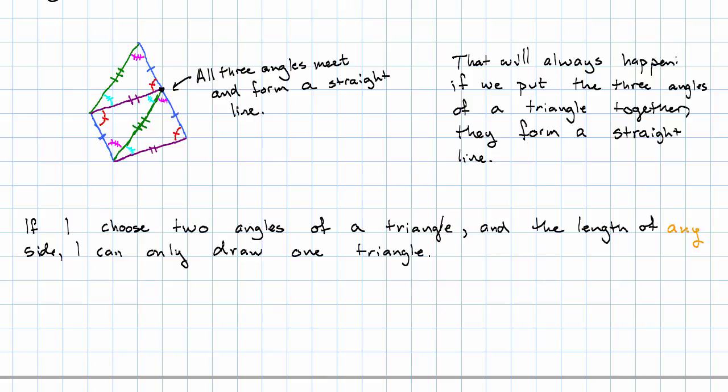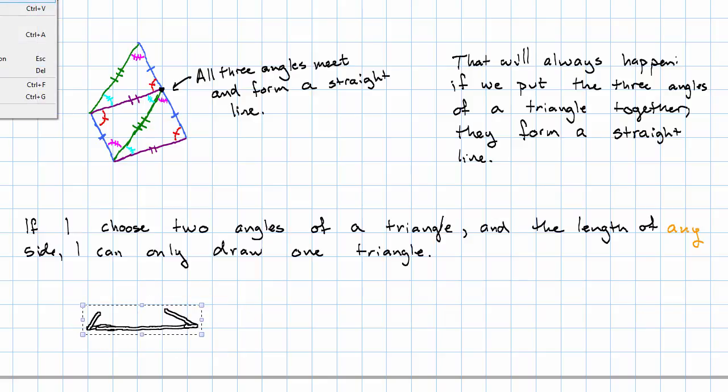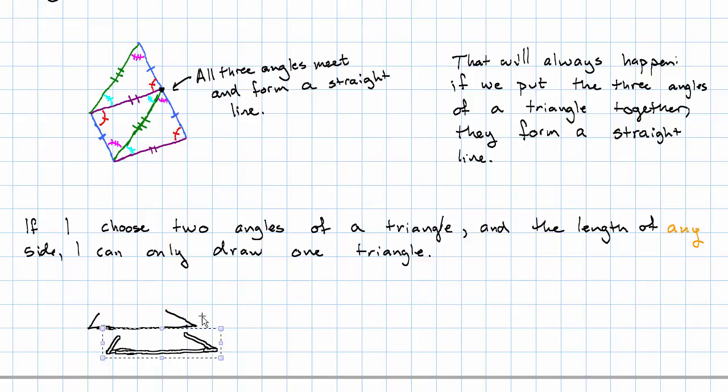If I choose two angles of a triangle and the length of any side, I can only draw one triangle. So here's what's going on. I'm going to show you a picture. Here's a length of a side, and here's two angles coming out of that. I'm going to make a copy and draw the same thing again over here. In order to make a triangle, then, I have to extend these angles coming out in a straight line until I see my lines cross. And there's really only one way I can do that.